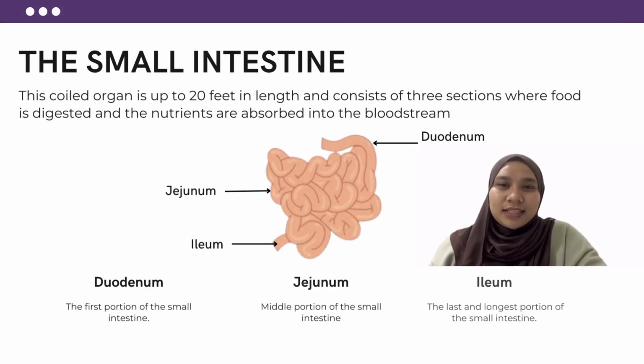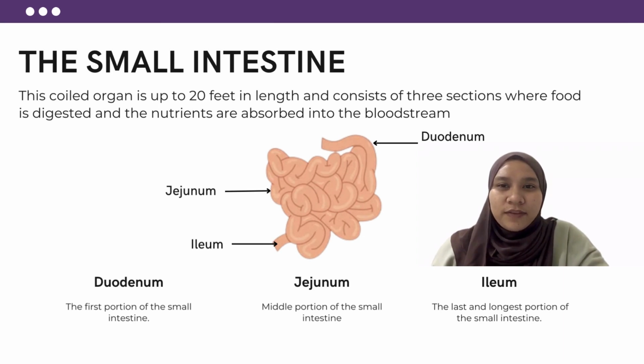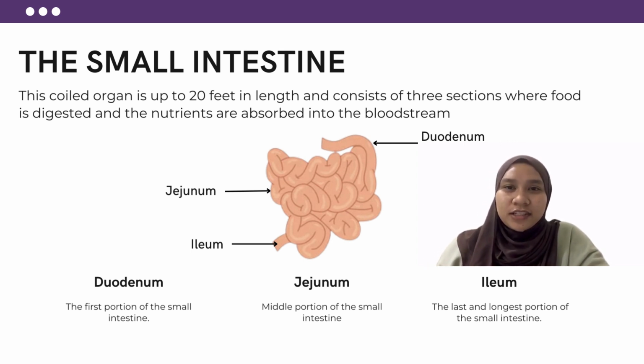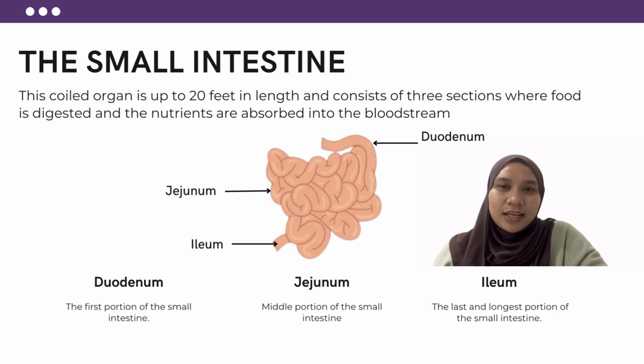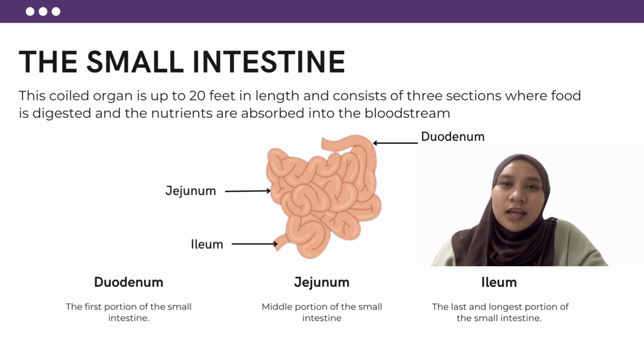The small intestine extends from the pyloric sphincter to the first part of the large intestine. This coiled organ is up to 20 feet in length and consists of 3 sections where food is digested and the nutrients are absorbed into the bloodstream. There are 3 parts of the small intestine, which are the duodenum, jejunum, and ileum. So, what is the duodenum? The duodenum is the first portion of the small intestine.